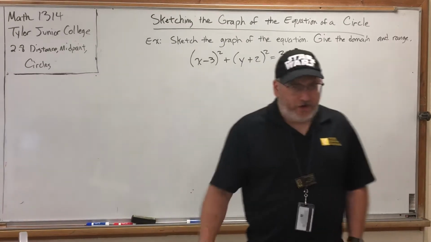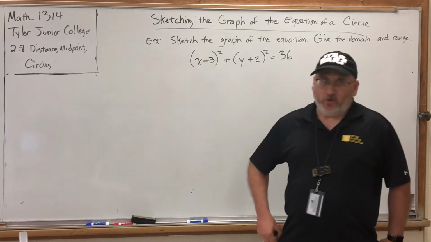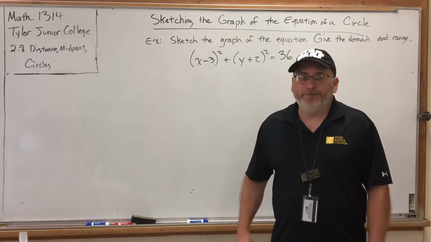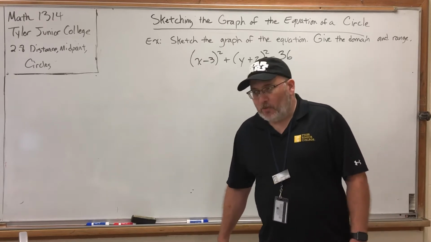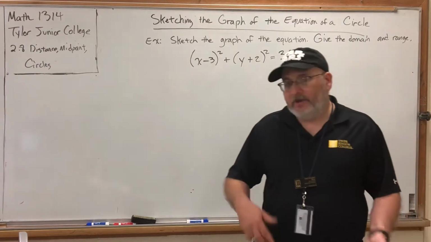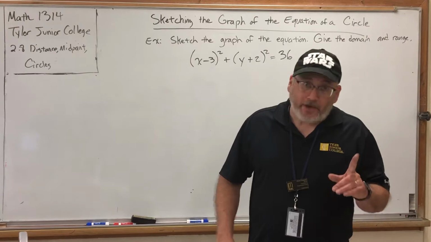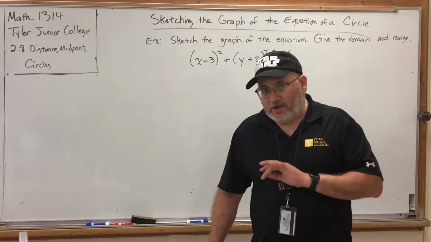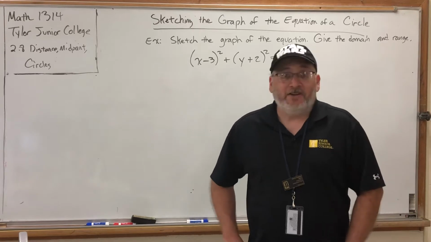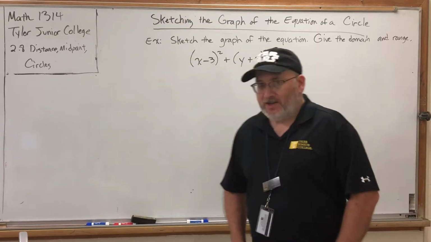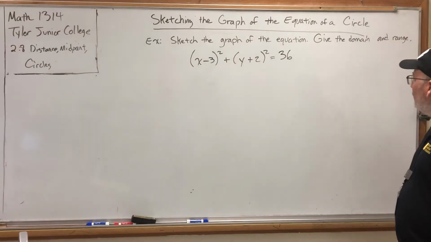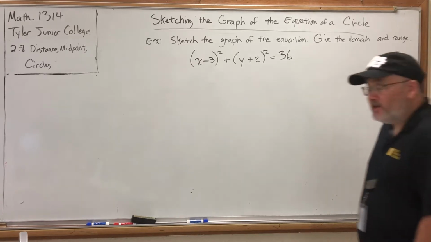In the previous video, we built the equation of a circle by taking the center and radius and putting it into the equation. In the second example, we weren't explicitly told the center and the radius, but we were given enough information where we could sketch a picture and use some previously learned tools to find the center and the radius of that circle. But here it's kind of in reverse. Sketch the graph of the equation, give the domain and range.